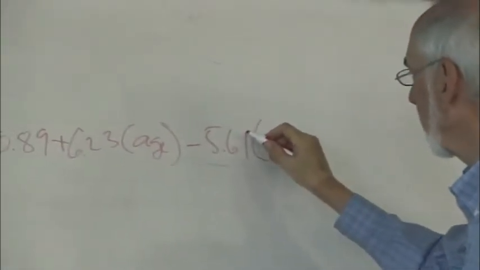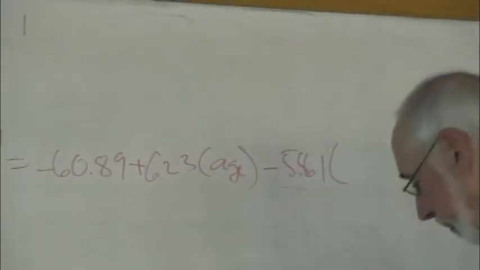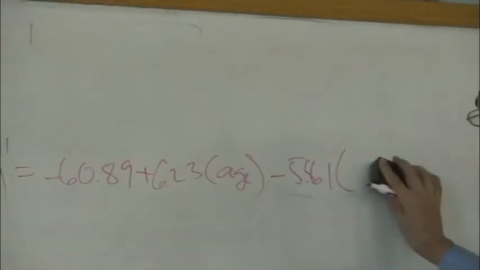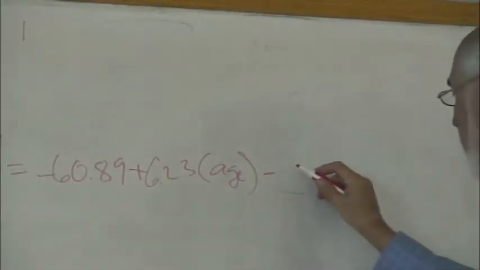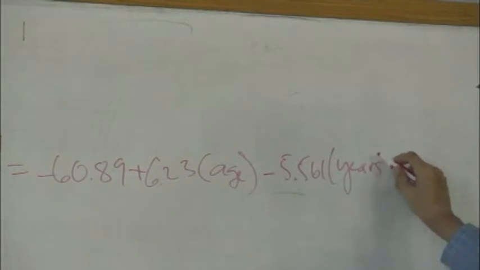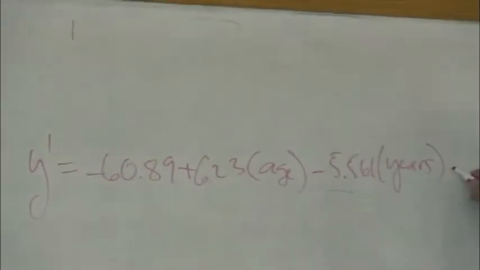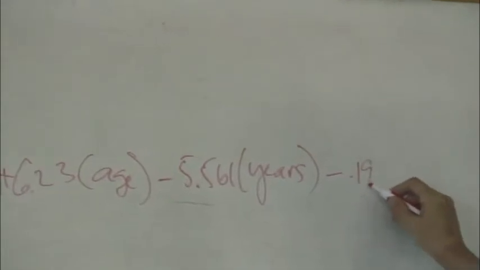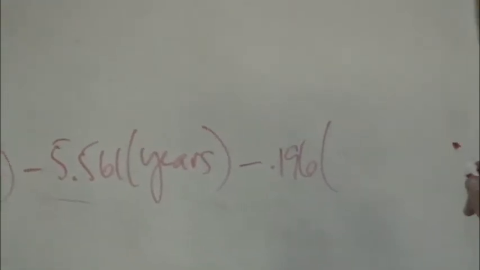Plus, or is it negative, sorry. Negative 5.561. And that's quantitative time in the model, so x sub 2, number of years. Minus 0.196, and that times the attractiveness rating.